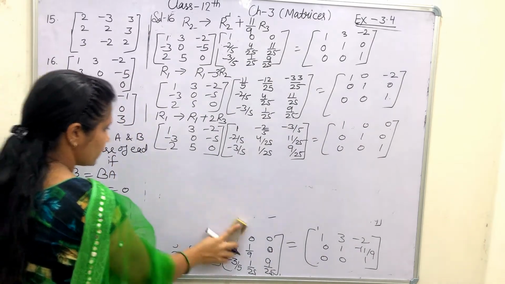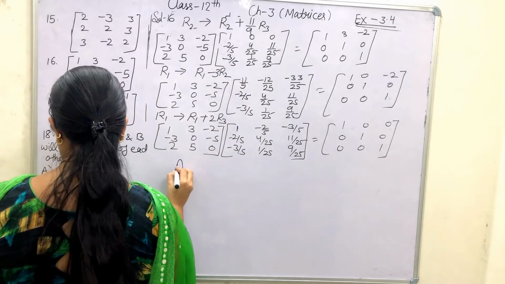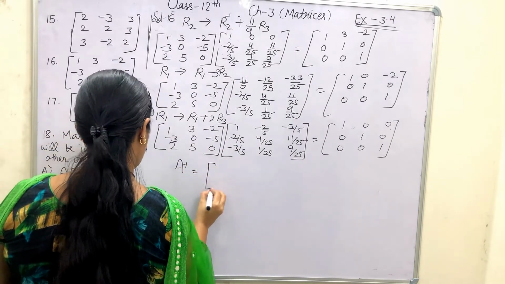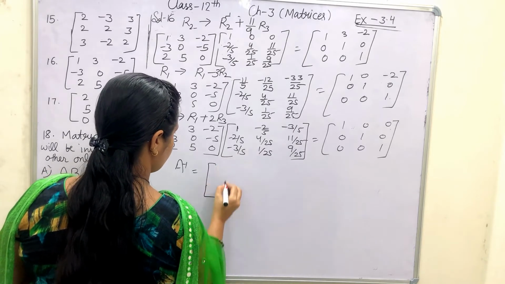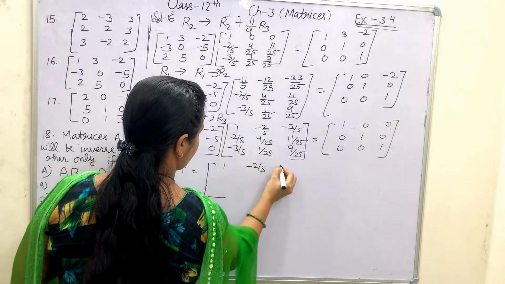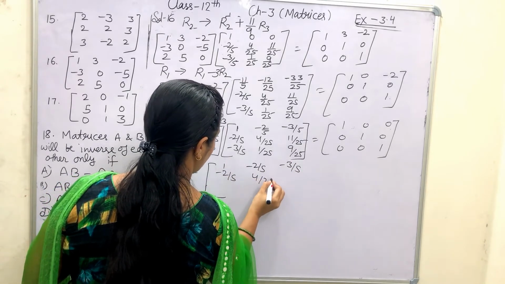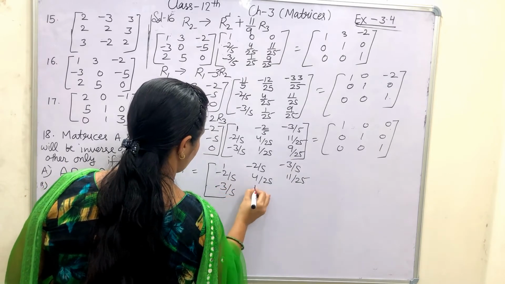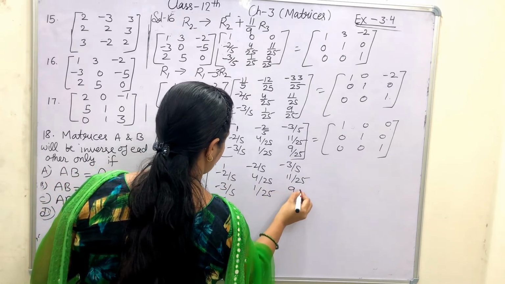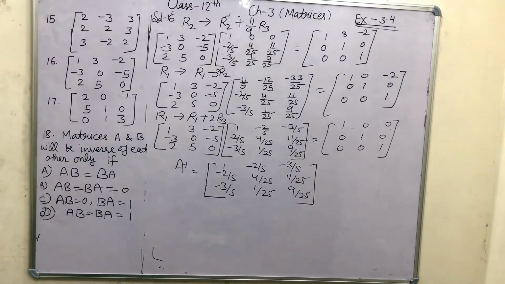So our A inverse is minus 1, minus 2 by 5, minus 3 by 5, minus 2 by 5, 4 by 25, 11 by 25, minus 3 by 5, 1 by 25 and 9 by 25. This is our A inverse.